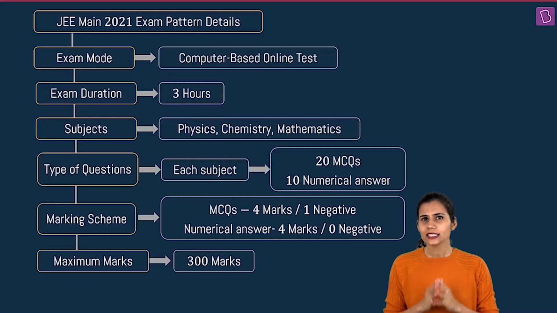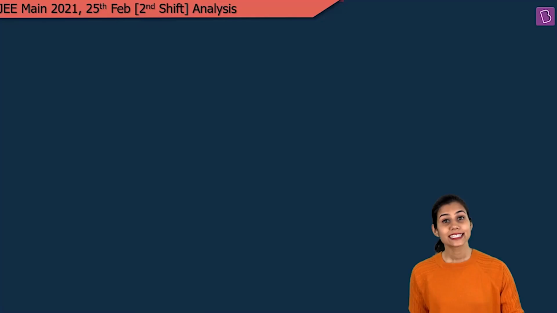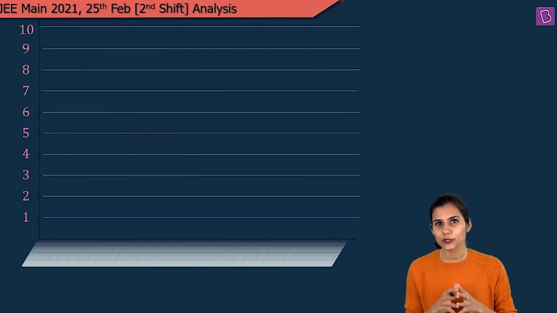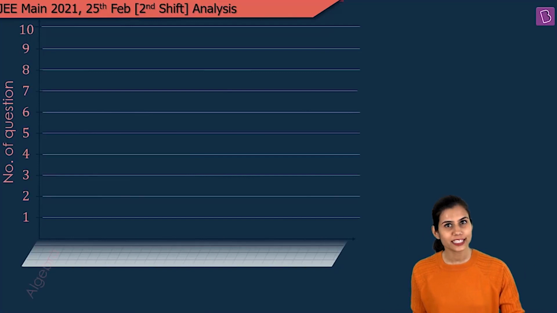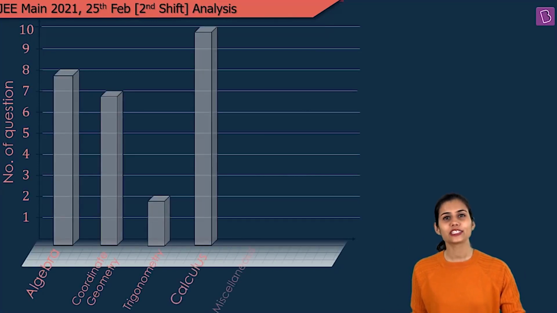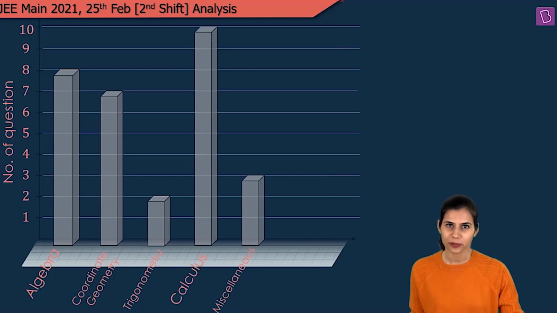Now, let us inspect and scan in detail the behavior, the nature of the math section of this paper. For convenience, I have divided the entire ocean-sized syllabus of mathematics into 5 distinct units, which are algebra, coordinate geometry, trigonometry, calculus, and the remaining additional topics.